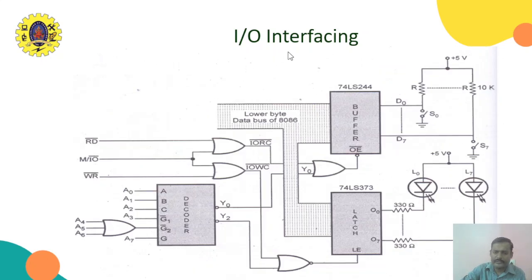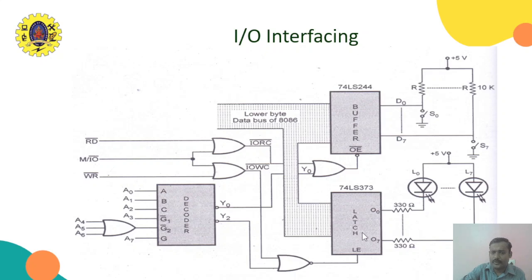Look at the I/O interfaces. Here we have a combination of both input and output. This has 8 inputs and this has 8 outputs. This will be connected to the data bus. Look at this. Memory read and memory write will be connected. I am using Y0 and Y2. Y0 will be used for this one and Y2 will be used for this one.